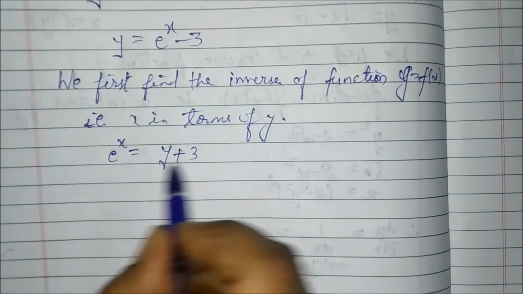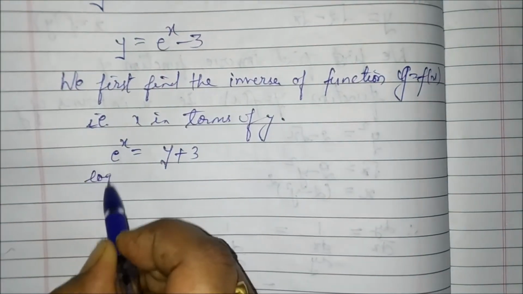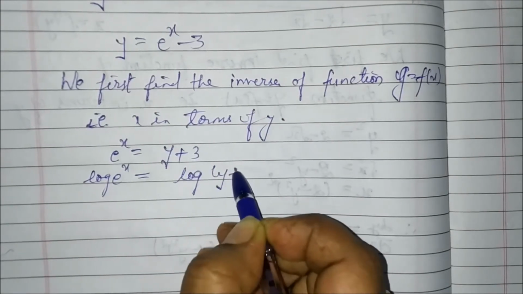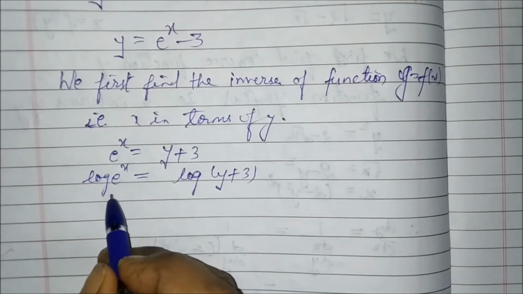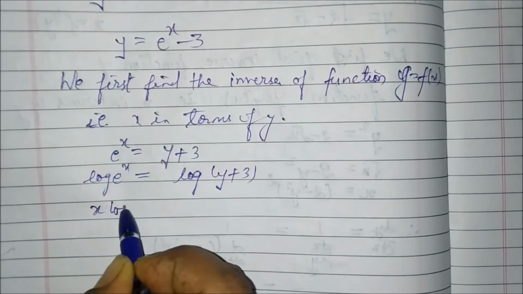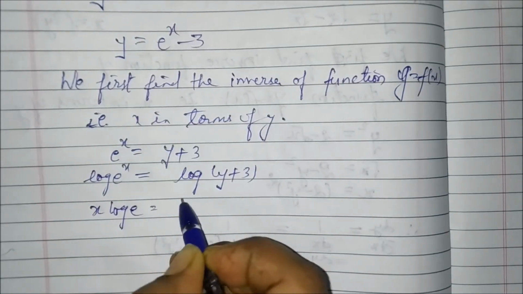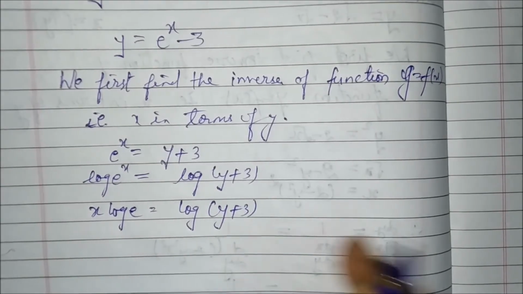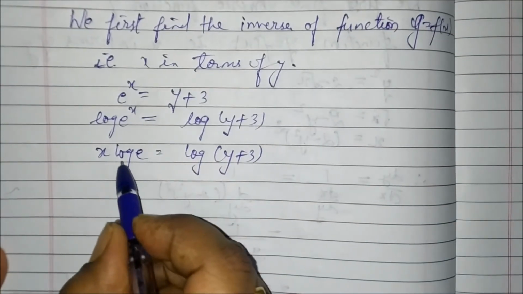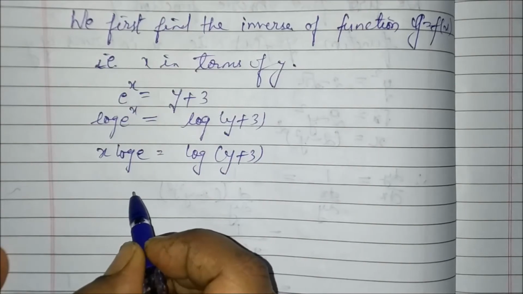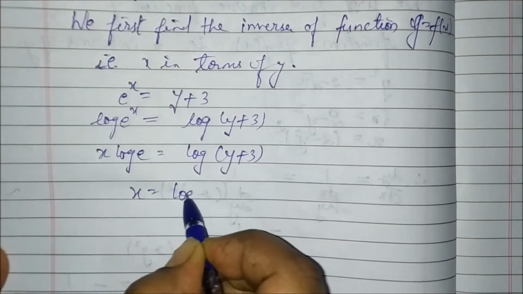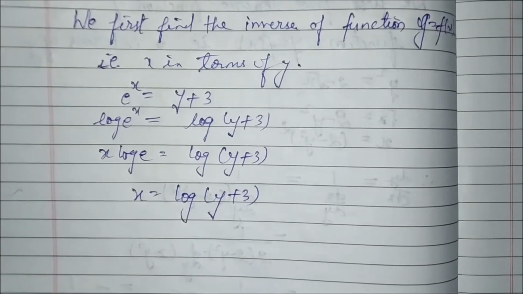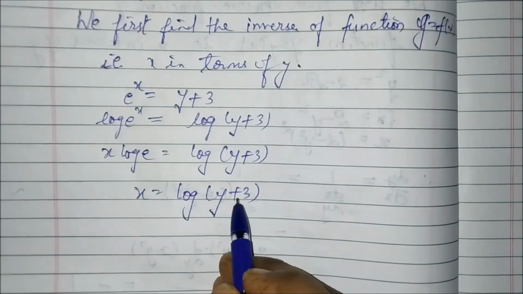Taking log on both sides, we get log of e raised to x = log of (y plus 3). This can be written as x log e = log (y plus 3). Then log e means 1, so we have x = log (y plus 3). So we have x in terms of y.